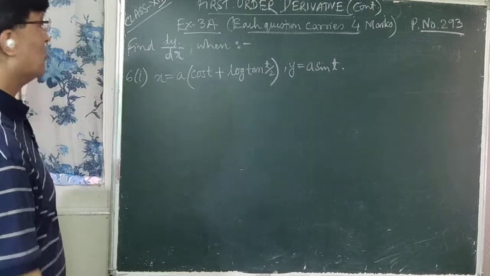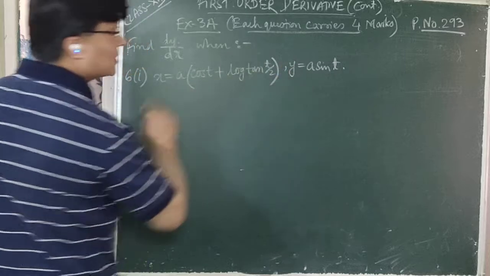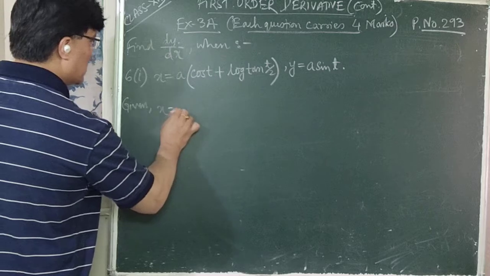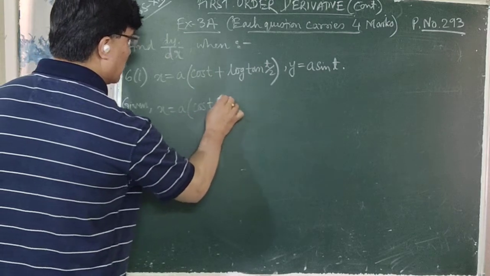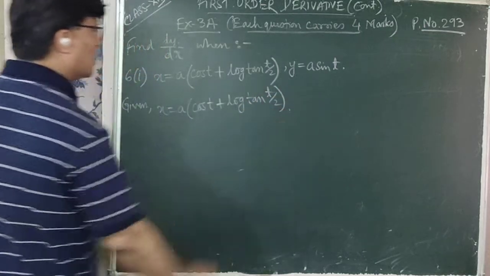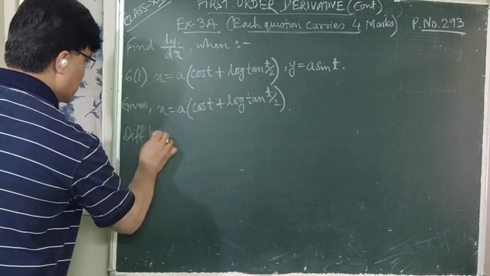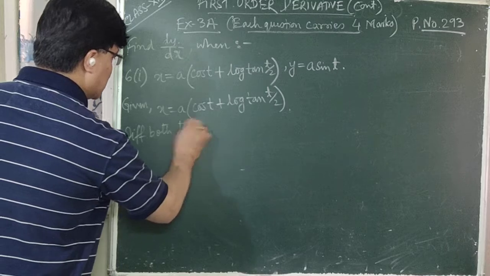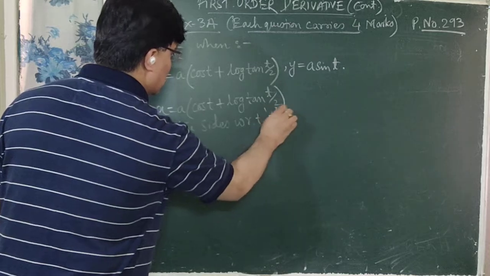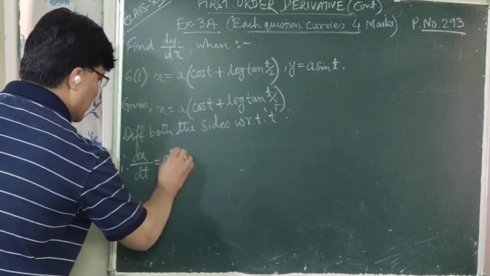Okay, so now let us find out dx by dt first, because here x is expressed in terms of t, here a is constant, right? So here what is the first equation given? x is equal to a within bracket cos t plus log tan t by 2. Now we can differentiate both the sides with respect to t. So write down differentiating both the sides with respect to t. Therefore dx by dt is equal to a within third bracket.